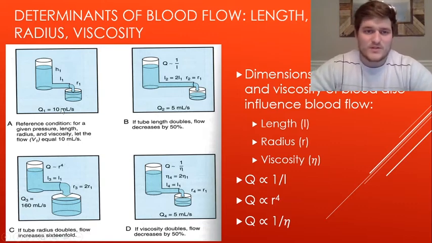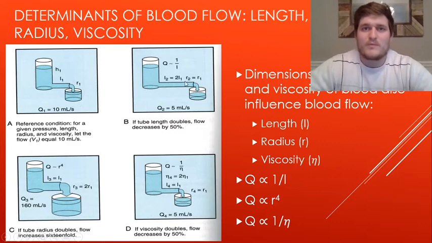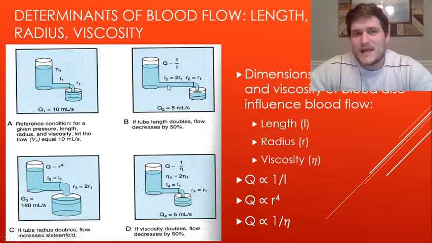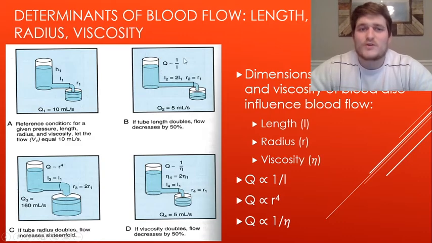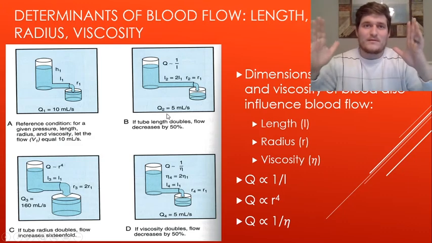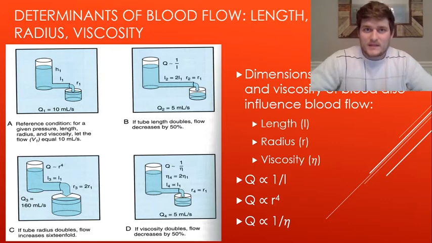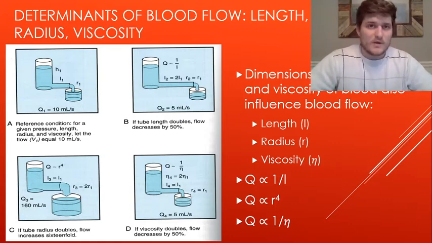So if we take this starting reference and we double the length of our blood vessel, or our tube in this case, the flow is going to decrease by 50%. There is a greater amount of length that fluid has to travel, and the flow that ultimately is going to come out of that tube with a given starting pressure is going to decrease by half when we double that length. If we increase the viscosity of the blood, or the thickness of the blood, flow is also going to decrease.